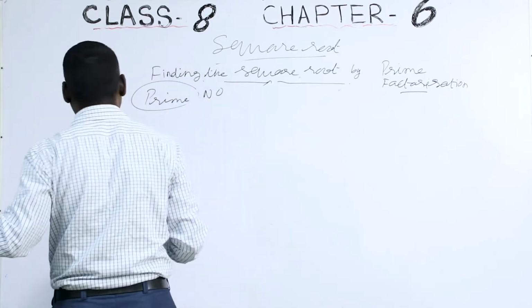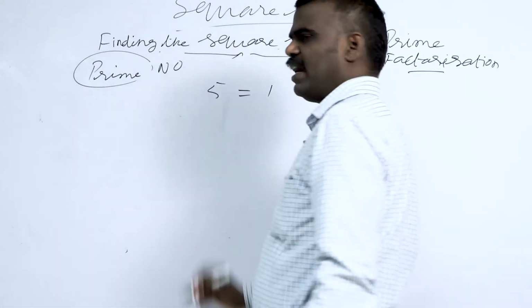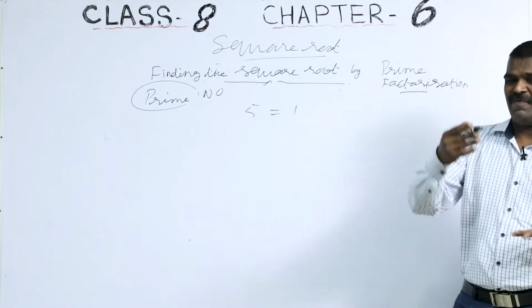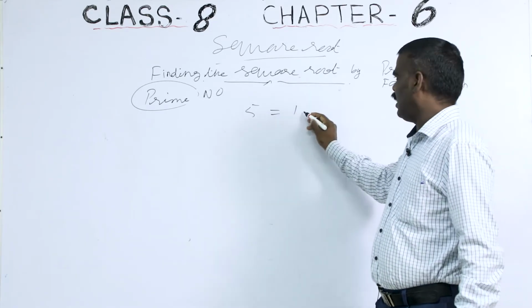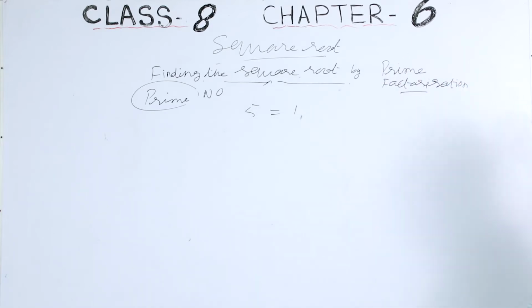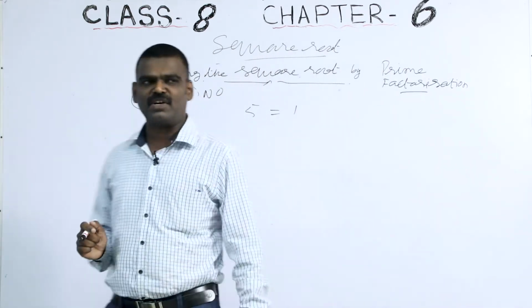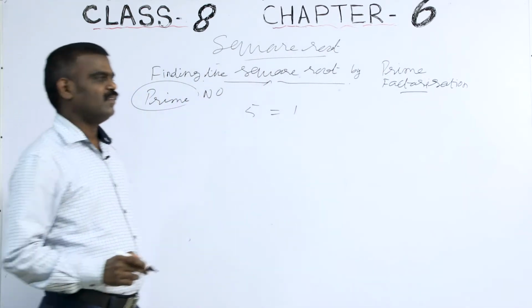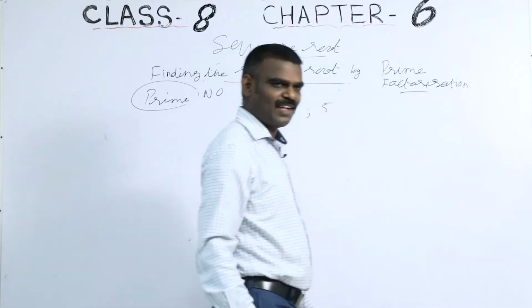What numbers can divide 5? 1 can divide, right? 1 into 5, 5. Factors of 5, 1 can divide. What is another number that can divide? Yes, 5. 5 also can divide, right?